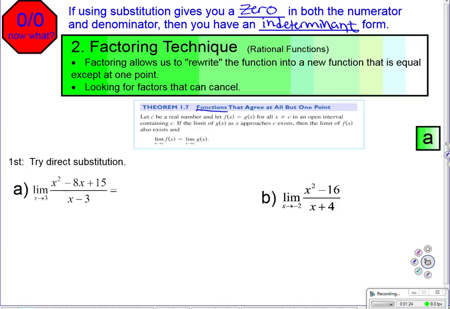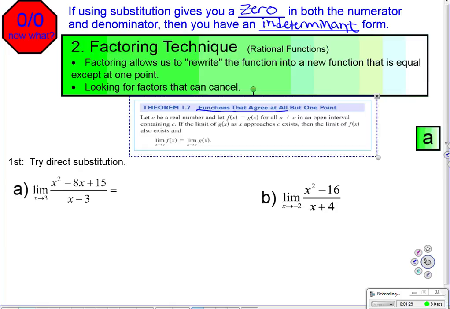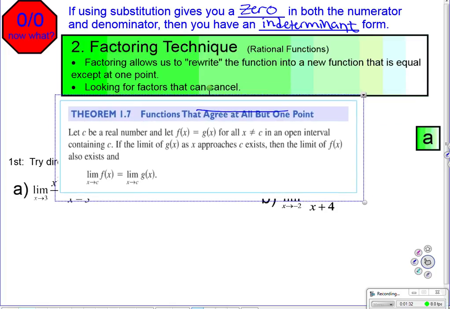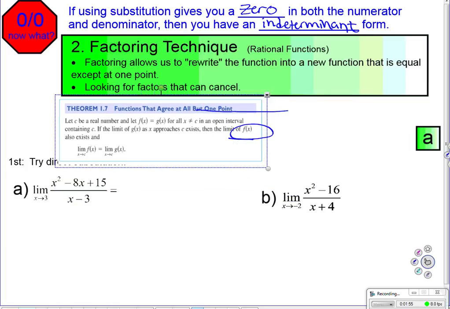So, functions that agree at all but one point. It says let c be a real number and let f of x equal g of x for all x except at x equals c, where we have an open interval containing c. If the limit of g of x as x approaches c exists, then the limit of f of x also exists. So these two functions agree at every place except for perhaps the point at x equals c.